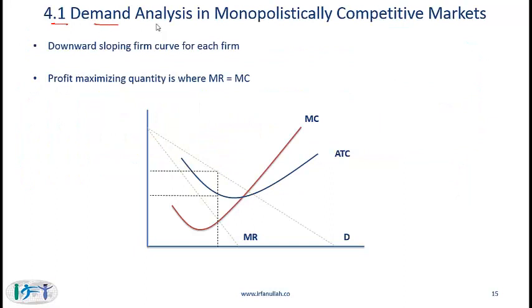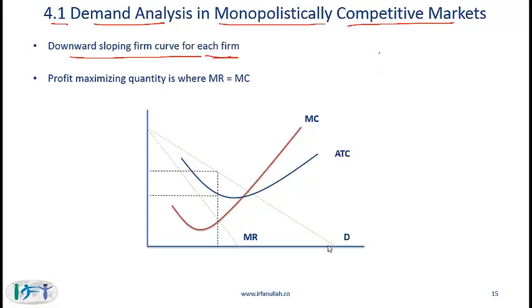Section 4.1, Demand Analysis in Monopolistically Competitive Markets. As I just mentioned, we will have a downward sloping demand curve for each firm. And the way you can think of this is as follows. Let's take the market for toothpaste. If you have a company like Sensodyne, which has established a certain brand, and let's say consumers believe that by using Sensodyne toothpaste, their toothaches will go away, then clearly consumers value the toothpaste and are willing to pay a certain amount for the benefit of using that toothpaste.